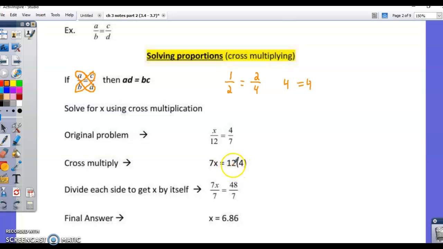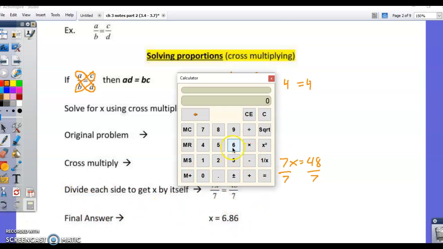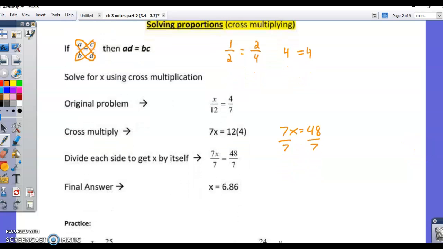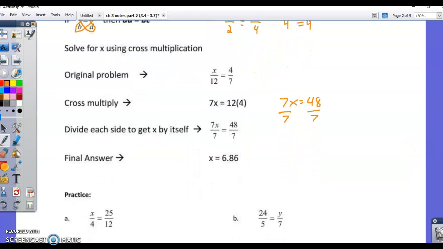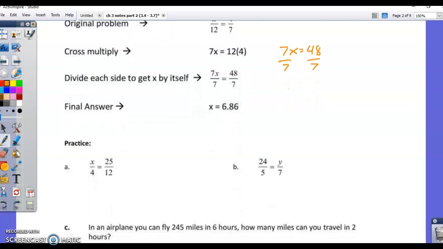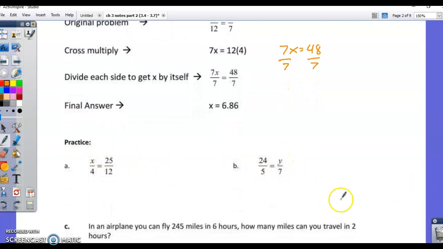So we have 7x equals 12 times 4, which is 48. So 7x equals 48, and then to solve for x, we divide by 7. When we do 48 divided by 7, we get 6.86 or whatever it is. I just rounded to the 6 because it keeps going on forever. So that's basically how you solve for proportions if you have an unknown missing. And it doesn't matter where the unknown is in the problem, you're setting them equal to each other when you cross multiply. So go ahead and try A and B.